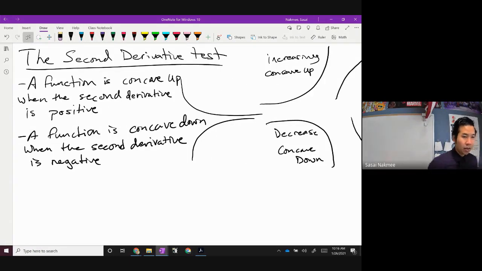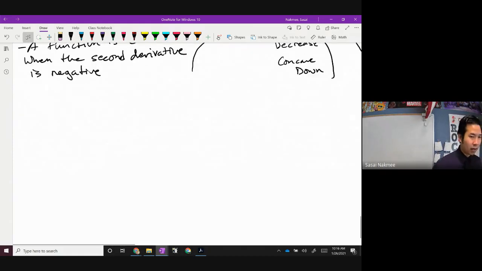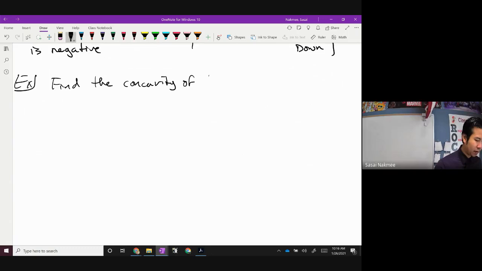Okay, so let's go ahead and do a problem to see what its concavity is. Let's take a look at a problem here, and then we'll talk about the steps behind this. Let's take a look at this example problem right here. Let's say I was asked to find the concavity of the following. Let's take a look at this function here.